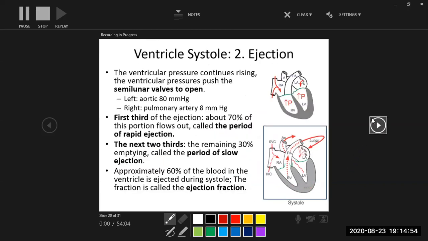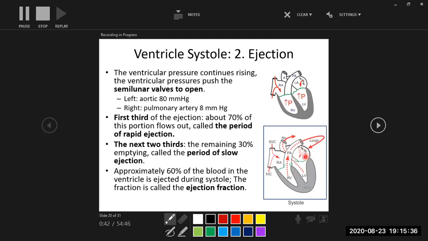So the next one is the ejection, when the blood pressure is high enough. So here is the isovolumetric contraction: the ventricular pressure increases, but not high enough to push the blood out. Here, the ventricular pressure is high enough. In the left, it's above the aortic pressure, the minimum one being 80 mmHg. In the right, the pulmonary artery, the minimum one is about 8. And when the pressure is above those, then the blood will be ejected.